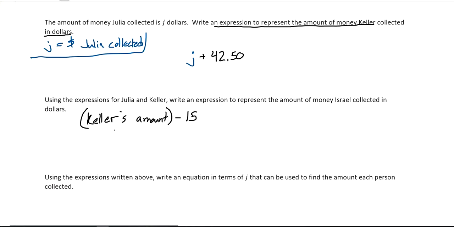So Keller's amount was J plus 42.50, and then we'll just put minus 15 behind it, and all this is going to represent the amount of money Israel collected. And we can clean this up even more because we can actually do 42.50 minus 15. So it's going to be J plus 27.50.